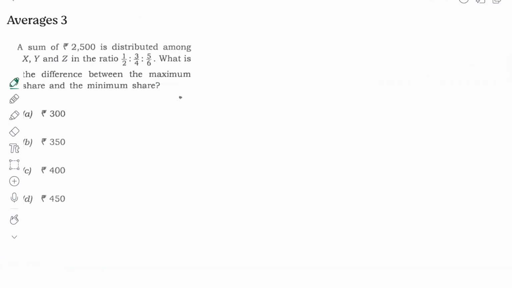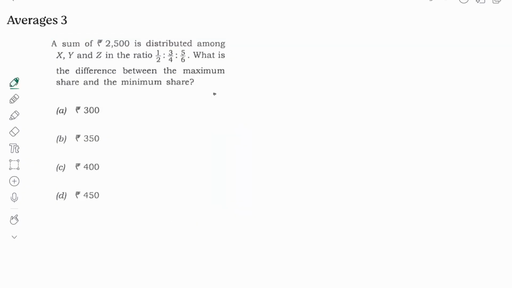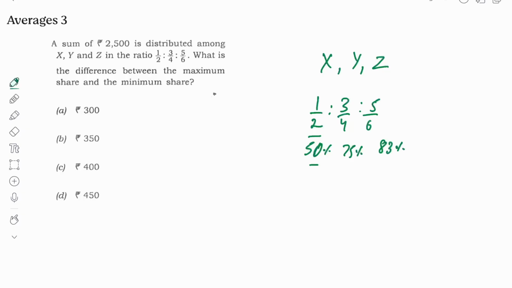So it says a sum of rupees 2500 is distributed between X, Y, and Z in the ratio of 1/2, 3/4, 5/6. If you see, this is around 50%, this is around 75%, and this is around 83%. So obviously these three don't add up to 100%. It's more than that. So let's take an LCM of these.